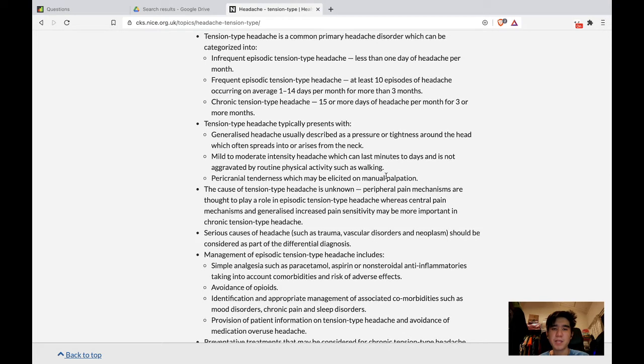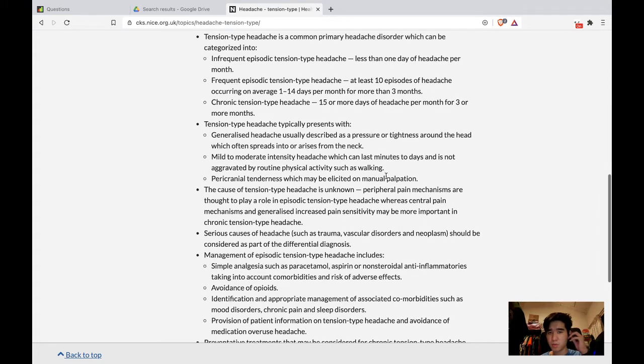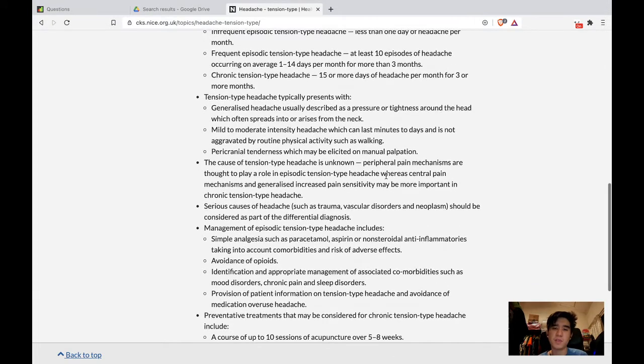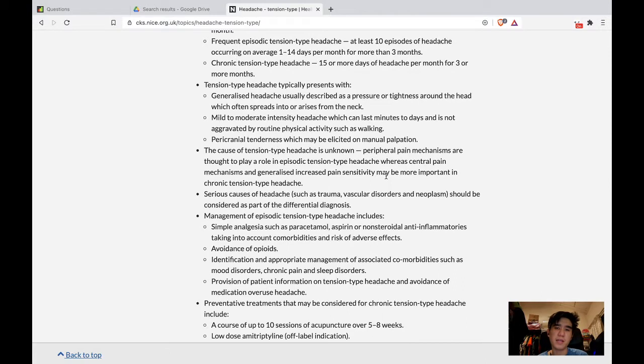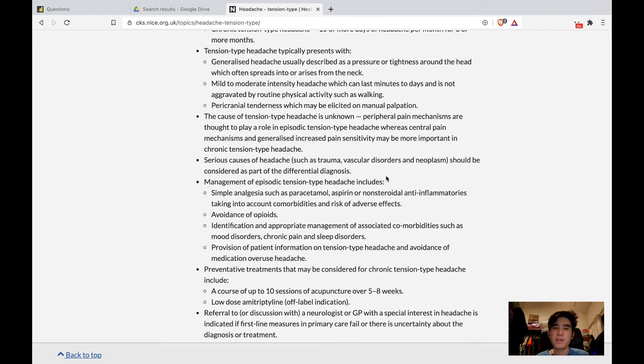Tension type headache typically presents with generalized headache, usually described as a pressure or tightness around the head, which often spreads into or arises from the neck; mild to moderate intensity headache, which can last minutes to days and is not aggravated by routine physical activity such as walking; pericranial tenderness, which may be elicited on manual palpation.